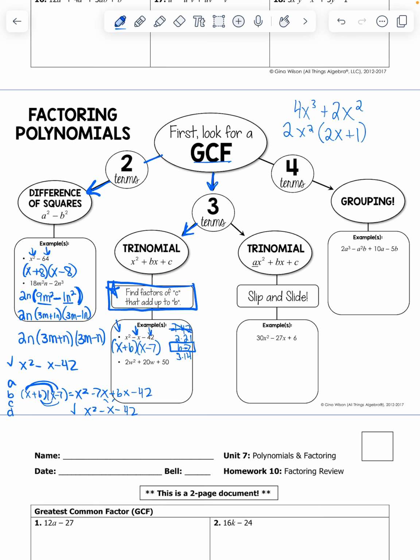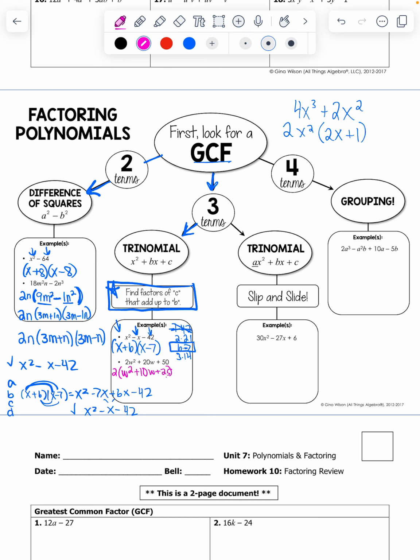Now, the second example here is 2w squared plus 20w plus 50. This one does have a greatest common factor. We do need to take that out first. We divide each term by 2 because that's the greatest common factor here. This will turn this into 2 times w squared plus 10w plus 25.